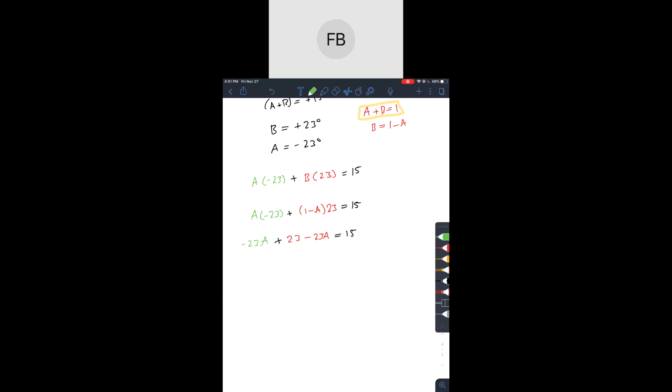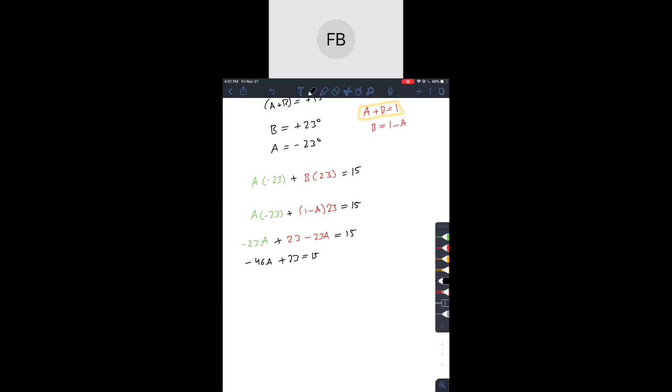So what happens here? Then it'd be negative 46A plus 23 equals 15. Okay, yes, this is making sense now. So we combined this A with this A. It was negative 23A minus 23A, so that makes negative 46A. And then that 23 is still left there and equals 15.